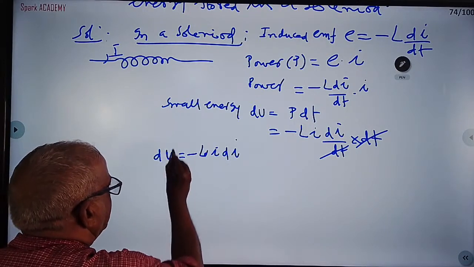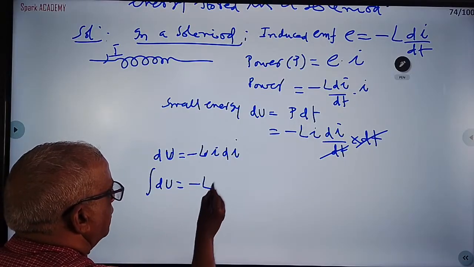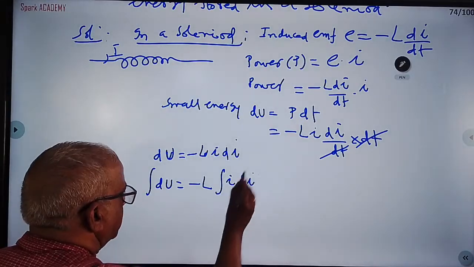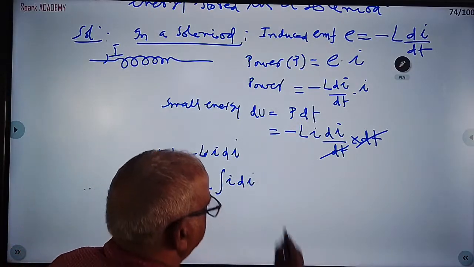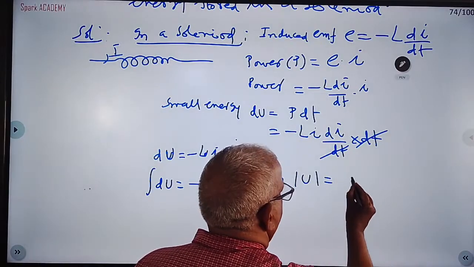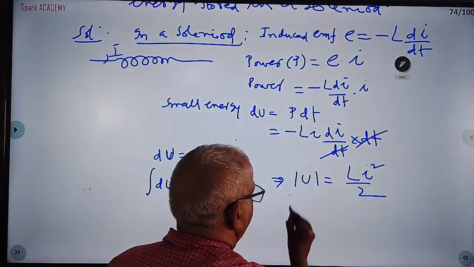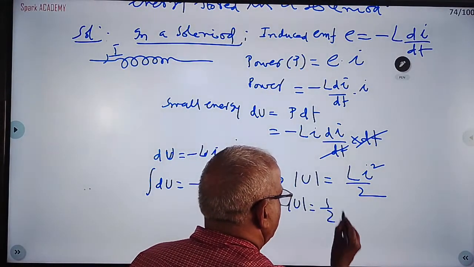dU, U is energy. I am doing integration. Integral dU, L is constant, integral i di. By integration, taking the magnitude of energy, I will get L i square by 2. Magnetic energy magnitude is half L i square.